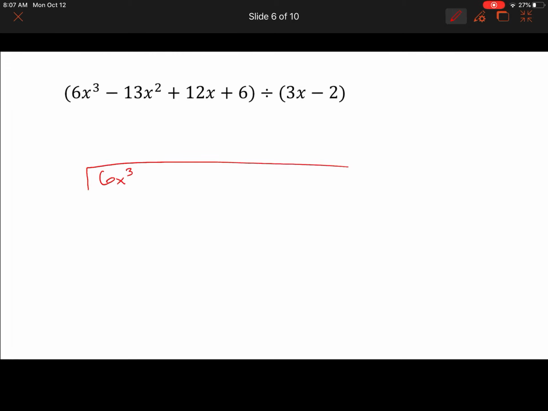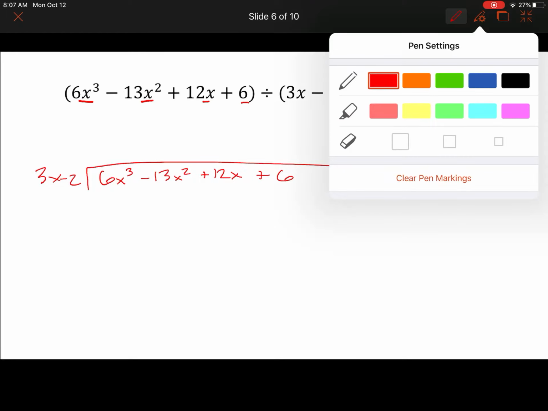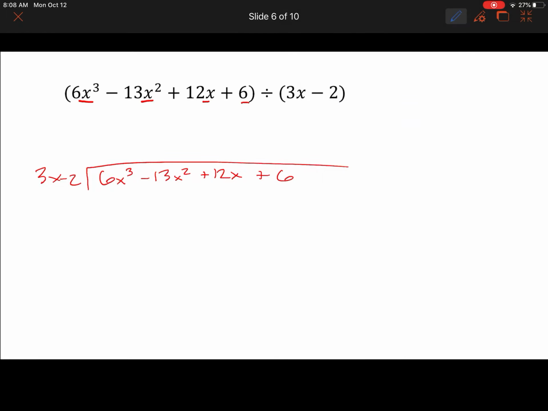When you set this up, make sure you have all of your terms, no missing terms here. So I have x to the third, x squared, x, and then x to the 0. You should have all of the terms underneath your very first one. So we don't have to fill in any blank spaces, but just so you know, that is something that we have to check for. And we are dividing by 3x minus 2.